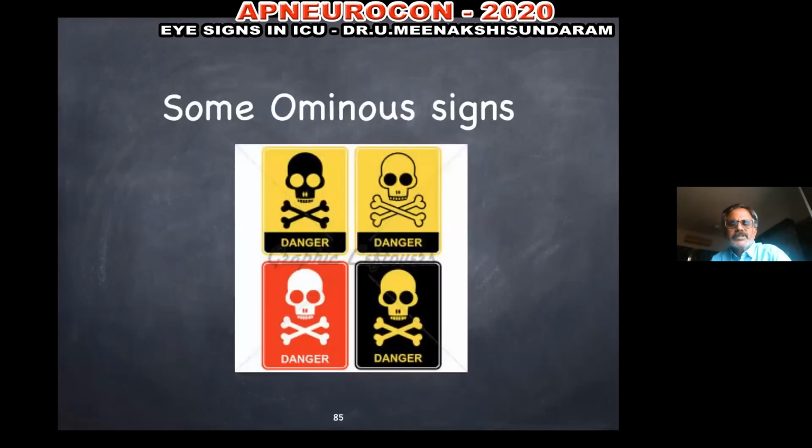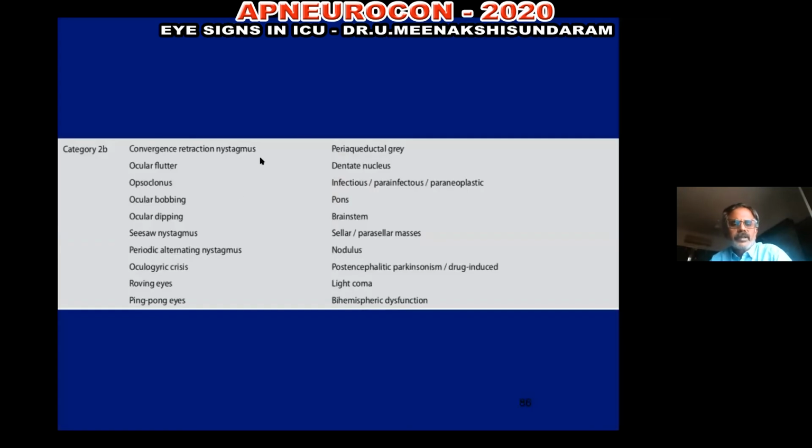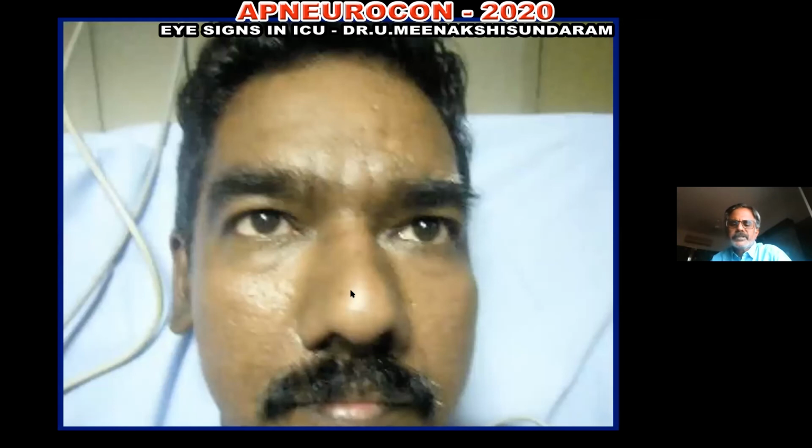So the last part, these are some ominous signs, category 2B. There are a lot of signs. There are some of them that are not ominous, like orbicularis, but there are many like ping pong eyes, roving eyes, ocular bobbing, which are all pretty ominous. So this is a patient, just quickly.